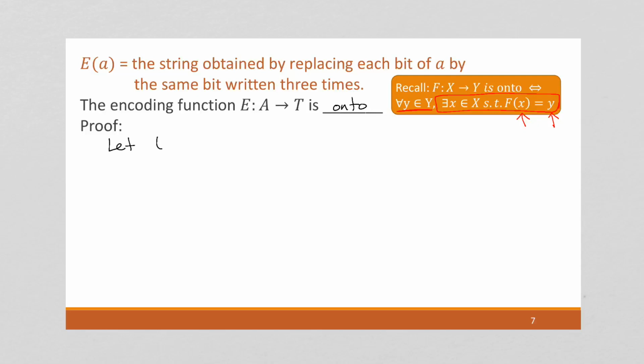So I'm going to let t be an element of T. And remember, big T is a set of triples. We want to show that there exists an element a in our set A such that if I encode a, I get t, like that.